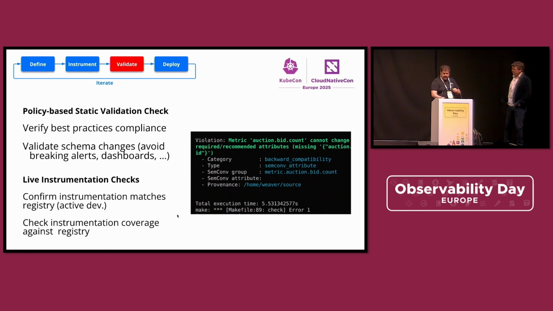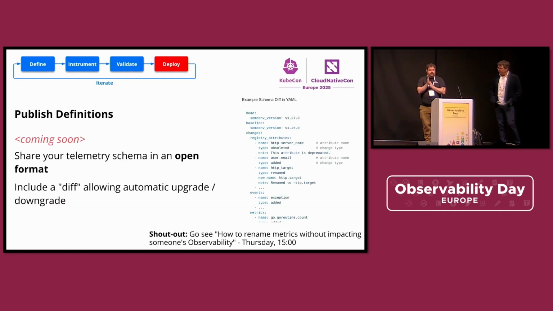Okay, so next, deploy. This one's fun. One of the things that's coming soon is we want the ability for you to publish your definitions from a local project so other people can consume them and make use of them, including database engines and things. So the idea would be, after I've defined this metric, or I've defined a span or an event, I can publish it in an open format that other people can see that definition and make use of it, including what we're calling our diff feature.